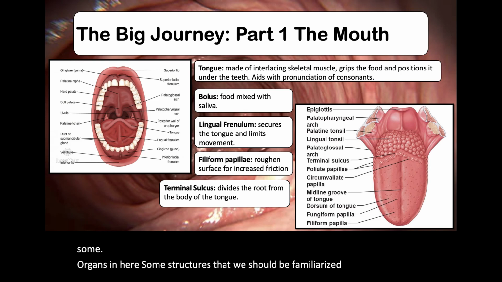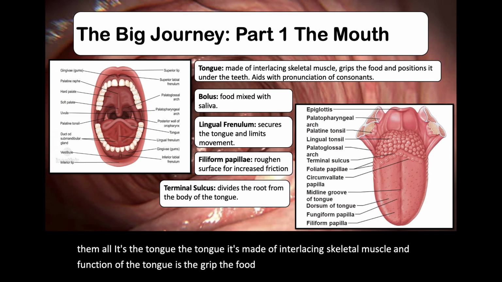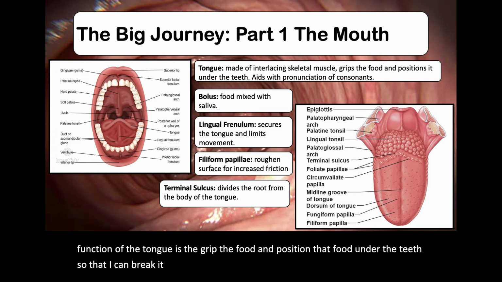The first of them all is the tongue. The tongue is made of interlacing skeletal muscle, and its function is to grip the food and position that food under the teeth so that I can break it down with my teeth. I'm pretty sure you've never thought about the tongue in this way.